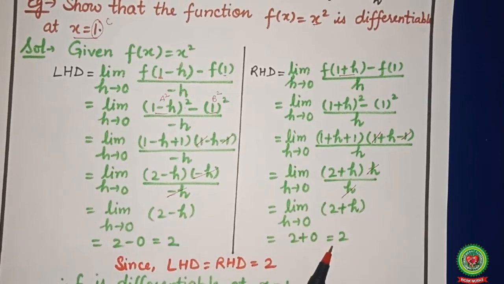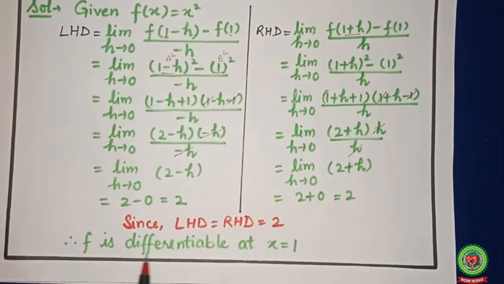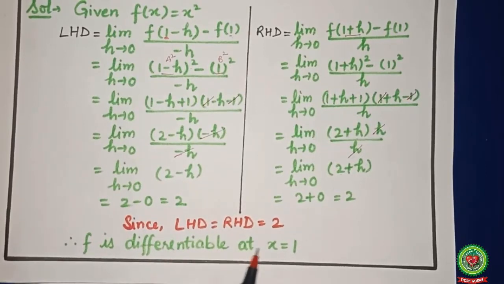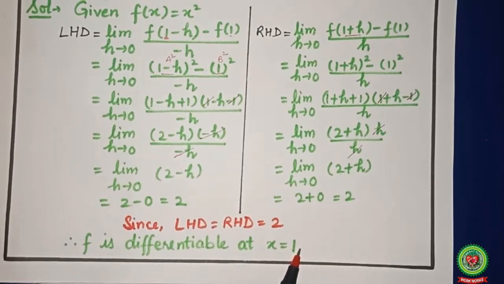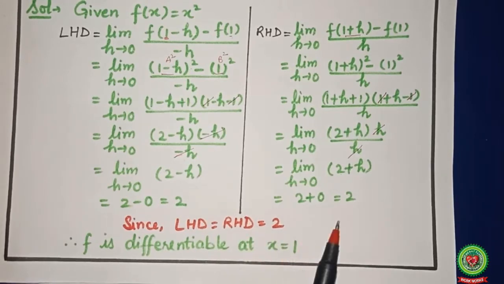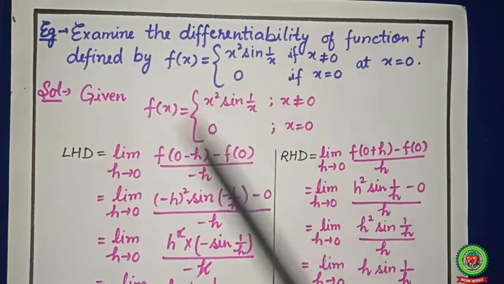Now, you can see that left hand derivative and right hand derivative, both are equal and its value is 2. So, we can say that f is differentiable at x is equal to 1 and its derivative is equal to 2. Let's do one more example.